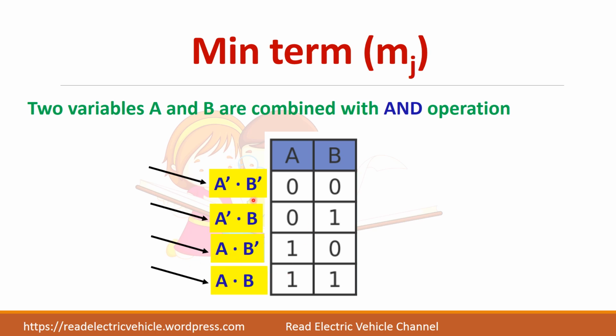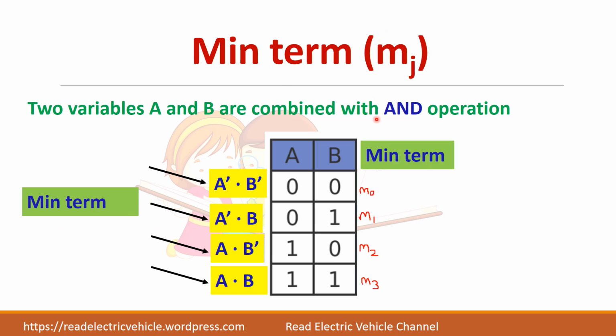All these are called Minterms. The Minterm is normally represented by small m, so this is m0, m1, m2 and m3. If you want to know more about Minterm, please refer to the previous video so that it will be easy to learn this canonical form and standard form.